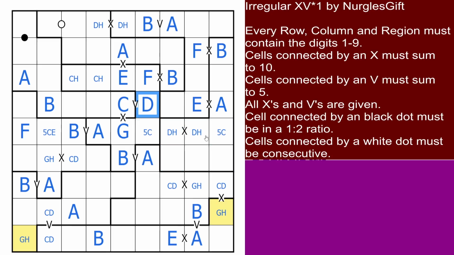Oh, and now look, we got C, right? Because that can't be C, it's besides D. So that has to be 5. That's not 5. That's C. That's E.